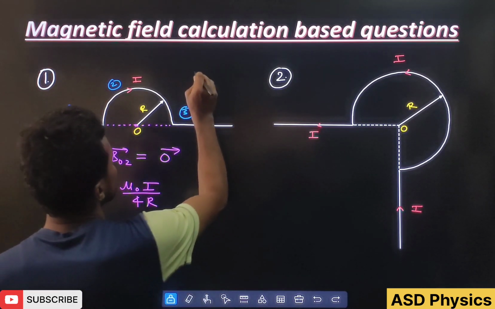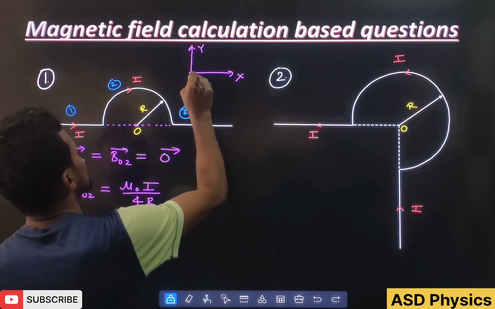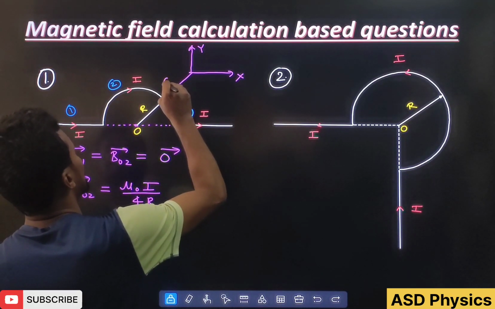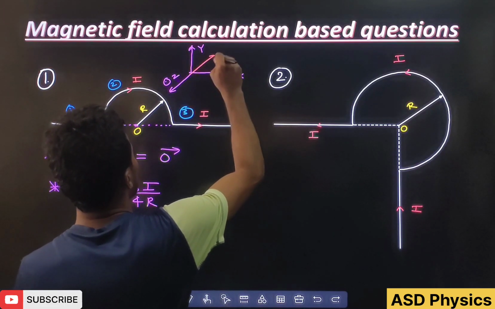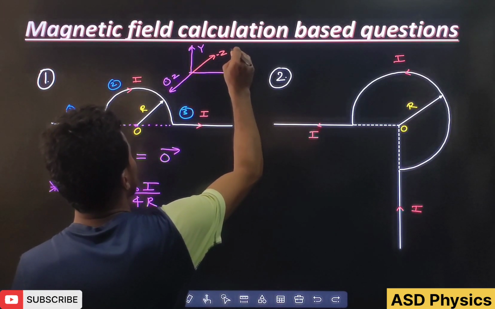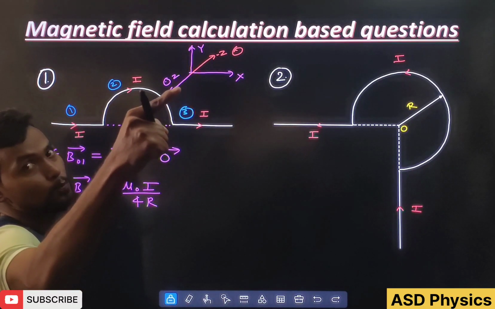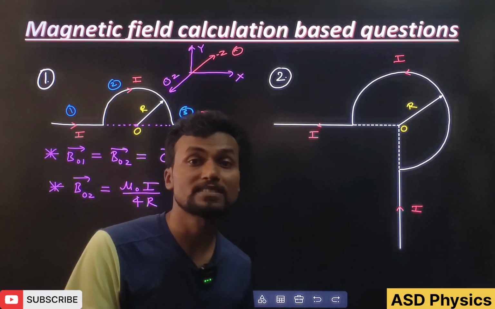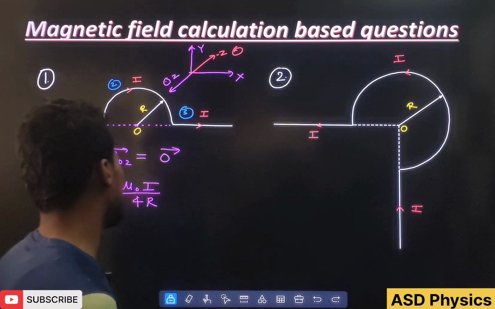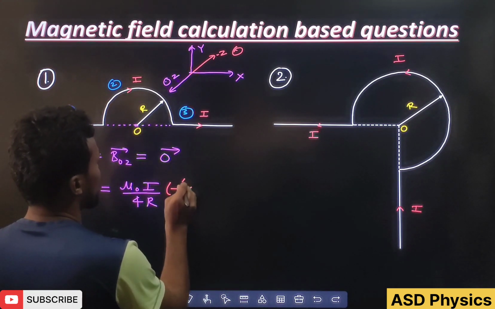And here I will follow this method. This is the x-axis, this is the y-axis, outside of the board is the z-axis, and inside of the board is the negative z-axis. So x-axis, y-axis, outside of the board positive z-axis, inside of the board negative z-axis, and along the negative z-axis, what is the unit vector? Minus k cap. As the thumb is going inside, I will write minus k cap.